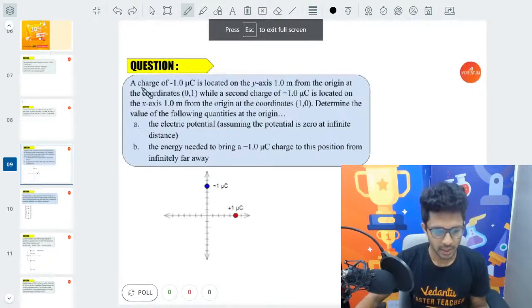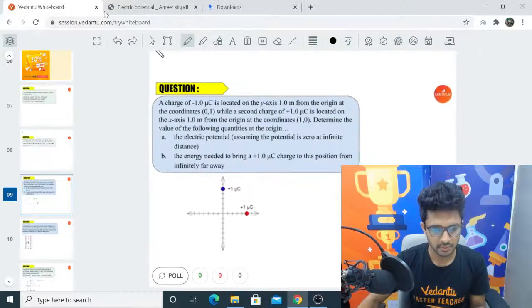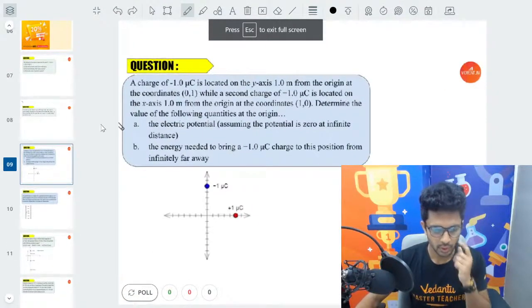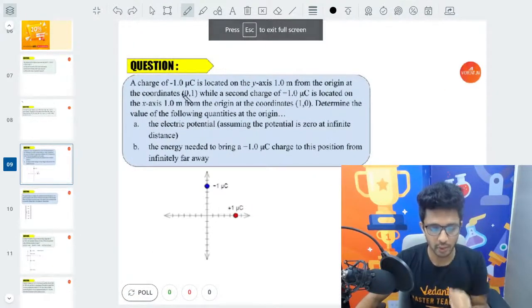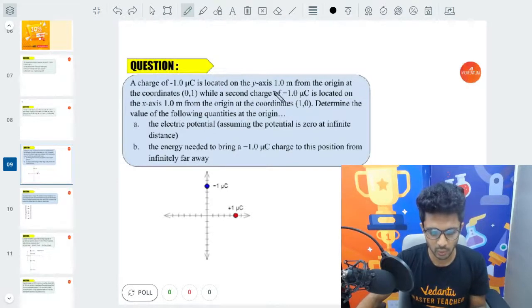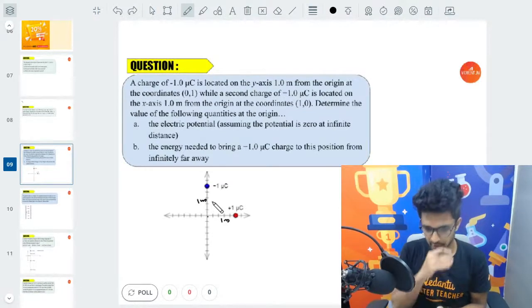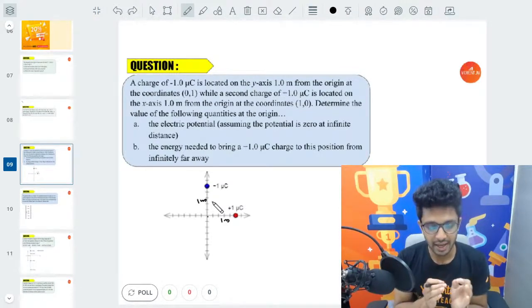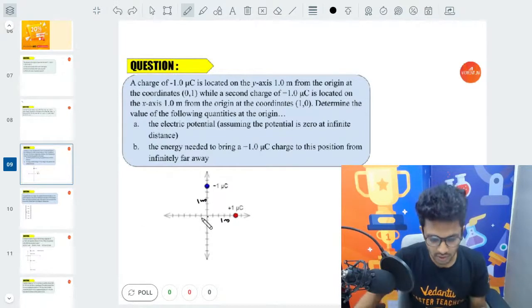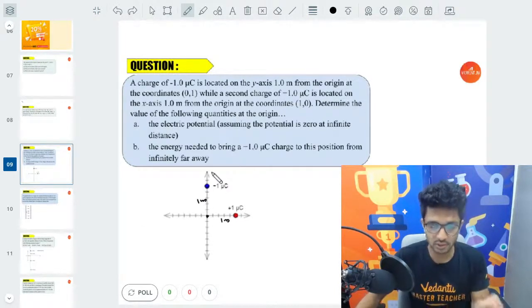So what is it? We have a charge of minus 1 microcoulomb located on the y-axis at a distance of 1 meter, right? And at the same time, a plus 1 microcoulomb charge located on the plus x-axis at the same distance of 1 meter, as you can see. It's 1 meter and 1 meter, right? Determine the value of the following quantities at the origin. So here we have the origin. At the origin, what do we have to find?